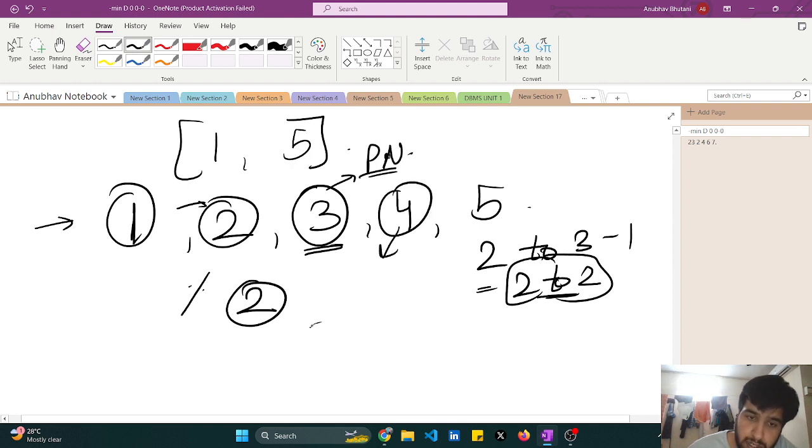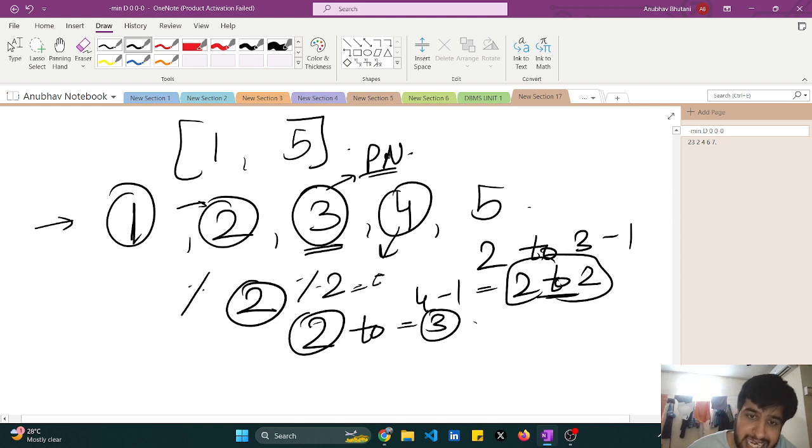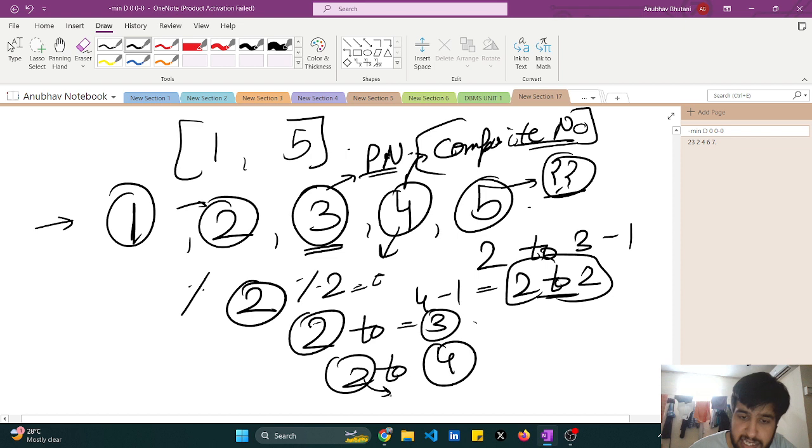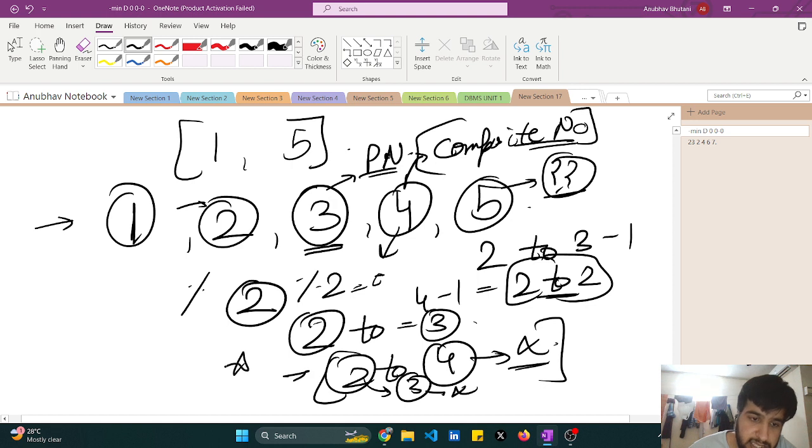I'll check for 4. So I have to check for 2 to 4 minus 1, 2 to 3. Is 4 divisible by 2? Yes. So it is a composite number. Okay. I'll check for 5. Is it divisible by any number from 2 to 4? Is it divisible by 2? No. By 3? No. By 4? No. Okay. So this was my solution.